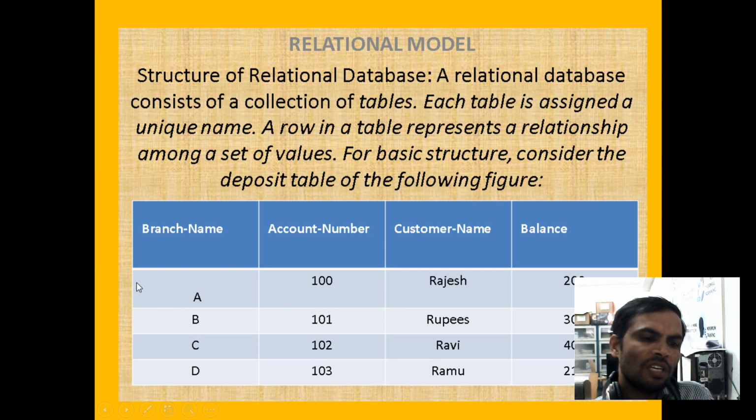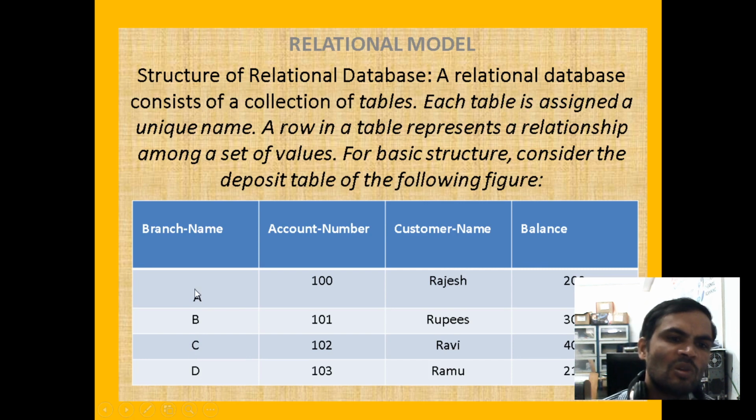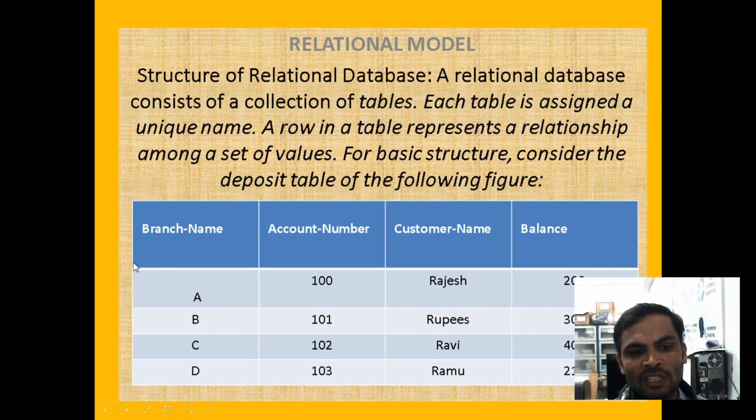Now coming to the records. In this table, only 4 records have been inserted. The first record we can call a row. A row of a table represents a relationship among a set of values. At the time we insert a row, it shows the relationship among the values.